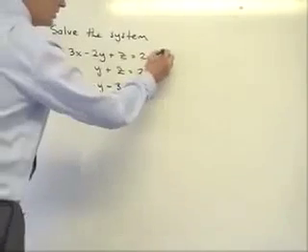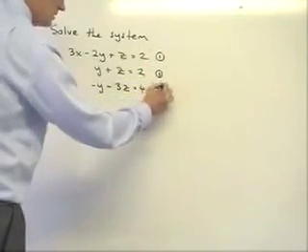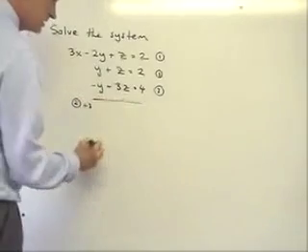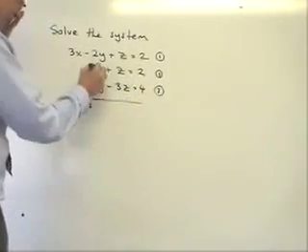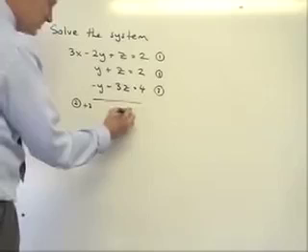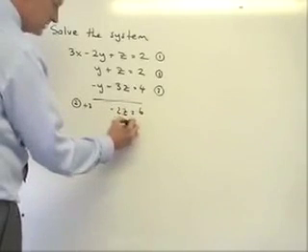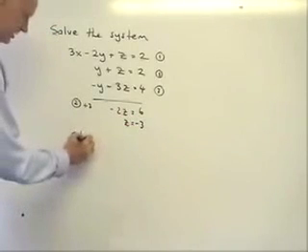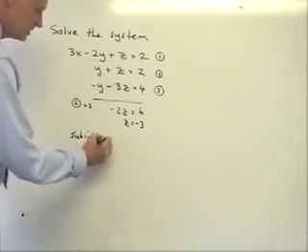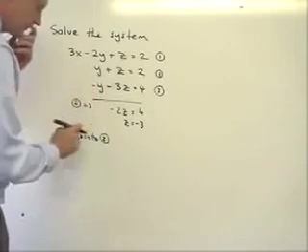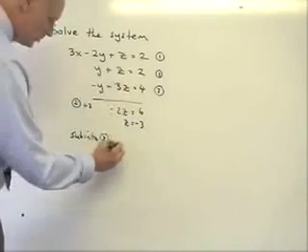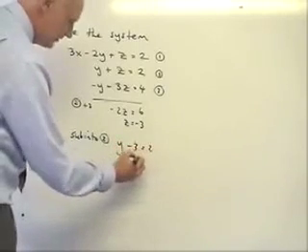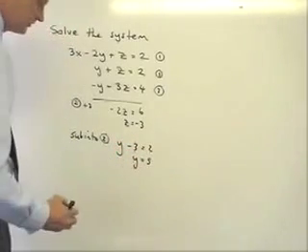System here, equation 1, 2, 3. If we do 2 plus 3, we get 0, negative 2z equals 6, so z equals negative 3. And then we sub back into equation 2, because we've done 2 or 3. Z is negative 3, but here we get y plus negative 3 equals 2. Add 3, y equals 5.